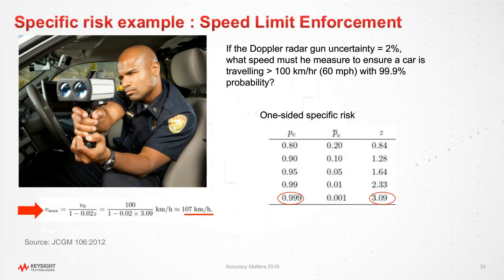You can look up in the statistics book for 99.9, you need 3.09 standard deviations. You put this into a little formula here, and it says that you have to be going 107 kilometers an hour, and that translates to 64 miles an hour for that.